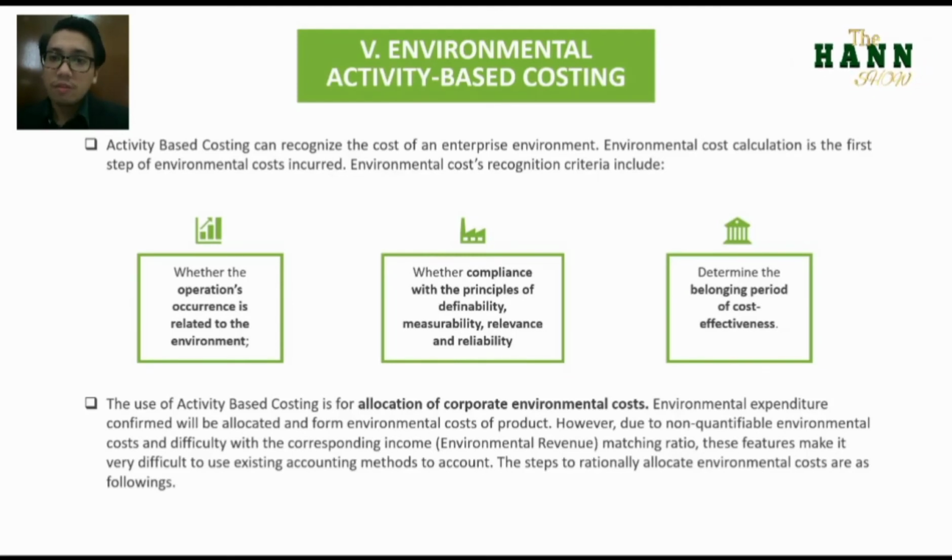The use of ABC is for allocation of corporate environmental costs. Environmental expenditure confirmed will be allocated and form environmental cost of product. However, due to non-quantifiable environmental costs and difficulty with the corresponding income matching ratio, these features make it very difficult to use existing accounting methods to account. The steps to rationally allocate environmental costs are as follows.